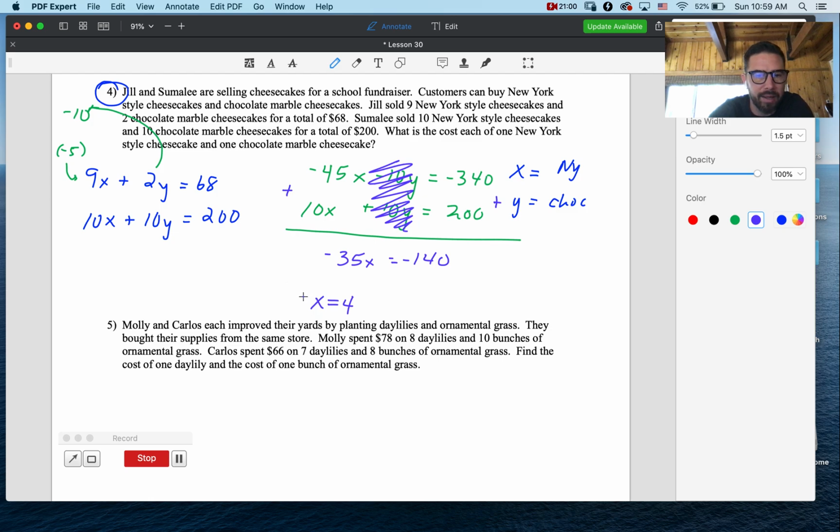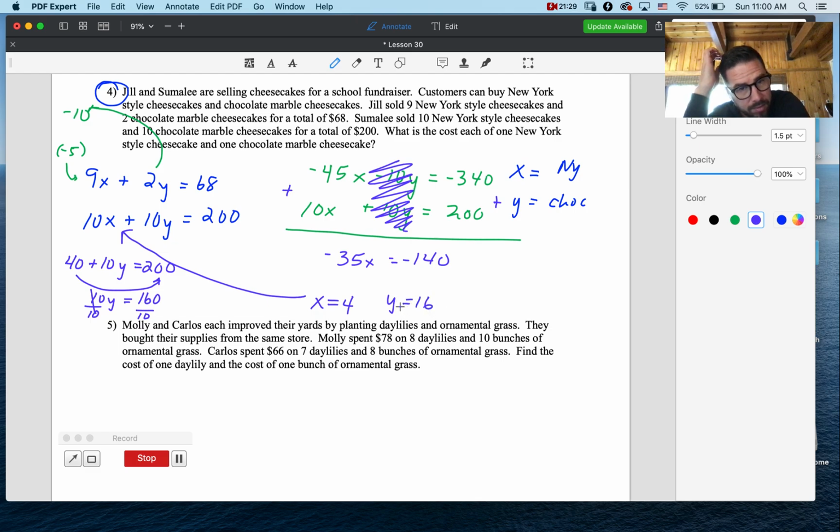Now, let's go ahead and plug that in. I'm going to plug it into the bottom one. Might as well. Okay, so what is 10 times 4? It's 40 plus 10y equals 200. Subtract that 40 over to the other side, and we get 10y equals 160. Divide by 10, and y equals 16. Okay, so that seems pretty cheap to me, that one is $4 and the other one is $16.